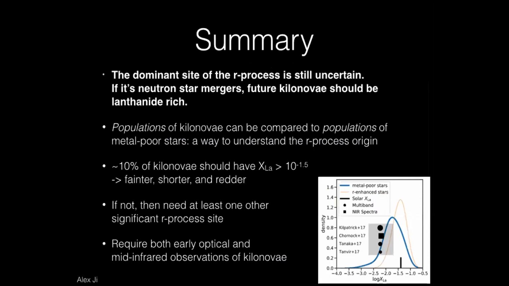So to summarize, many people think that the source of r-process elements is definitely neutron star mergers. I personally think that it's still uncertain, although I'm not really sure, I don't know what prior I am assigning to all of the different things right now. But if it is neutron star mergers, if the metal poor stars are enriched by neutron star mergers, future kilonovae should definitely be more lanthanide rich. So I think I will stop there and take questions.